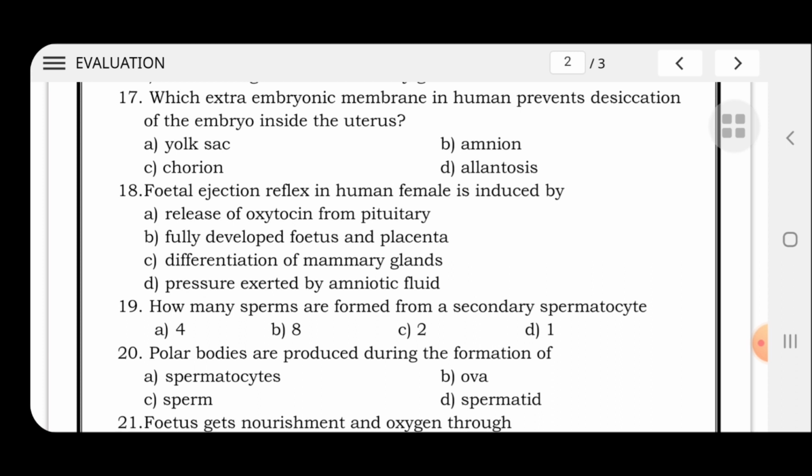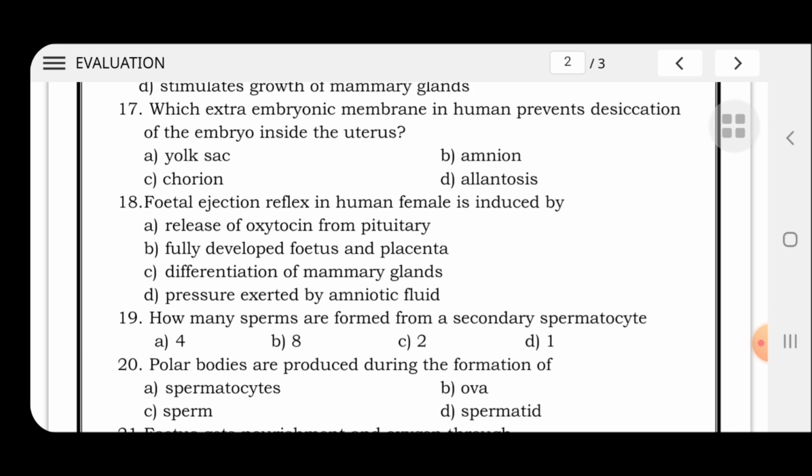And the next one: fetal ejection reflex in a human female is induced by. Which one of the factors induces the fetal ejection reflex? Fetal ejection reflex in human females is induced by release of oxytocin from the pituitary. We know very well that oxytocin is released from the posterior pituitary.